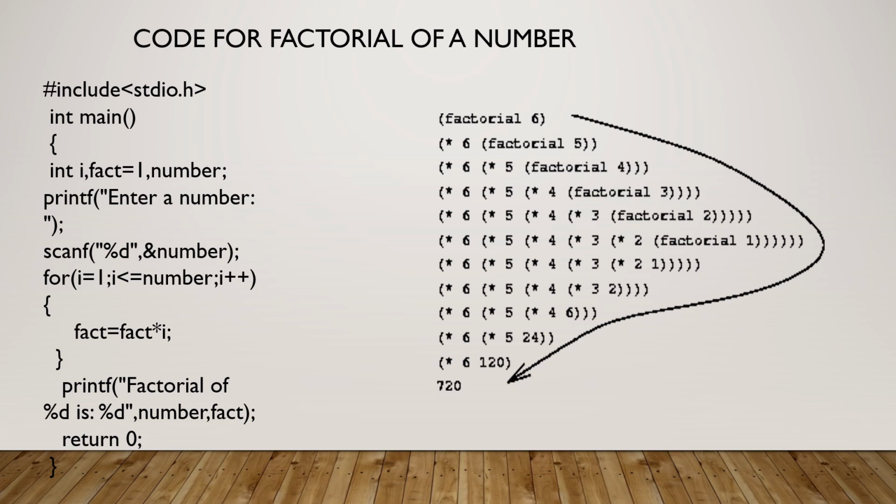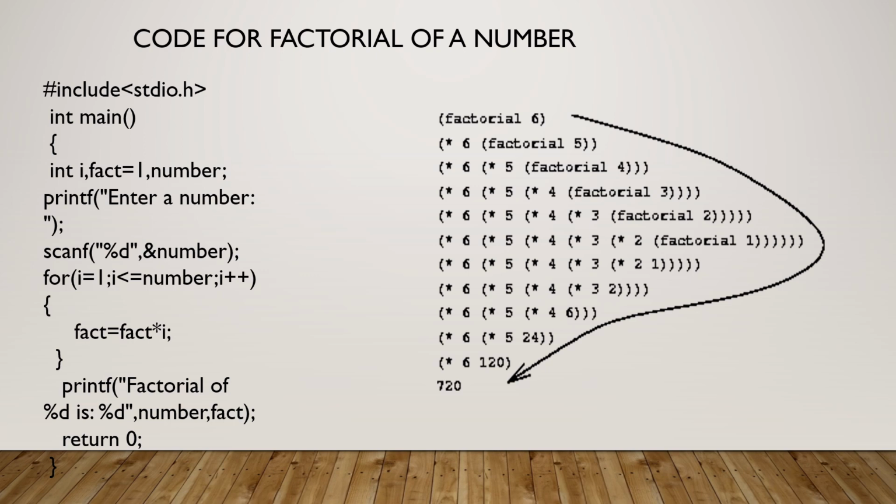#include <stdio.h> is the main library, in which int i and number are declared, whereas fact is initialized to 1. Here the printf statement helps us to take the input, whereas scanf helps us to scan each input. Here, a for loop is used to increment values from 1 to n. If i is greater than the given number, then the condition fails. If the condition is true, then the code gets executed. Later, the value of i gets incremented. Whereas fact = fact * i is the formula to find the factorial.